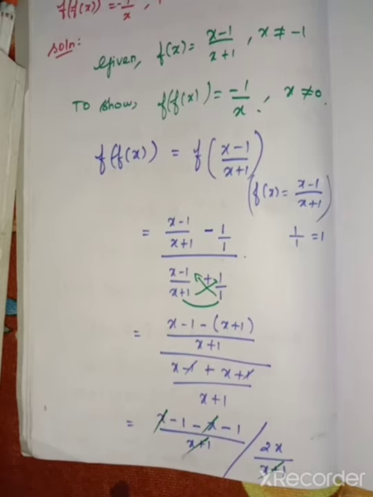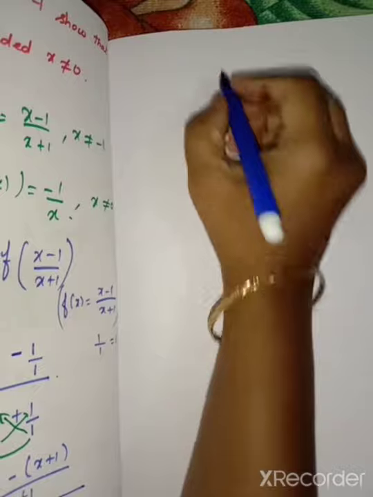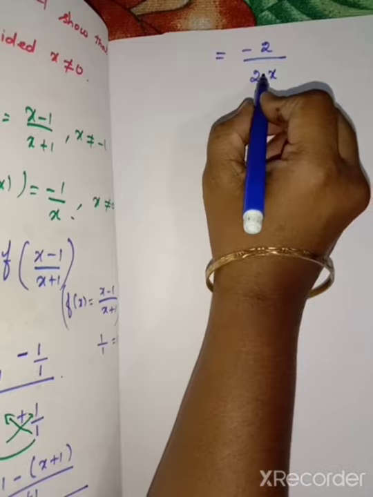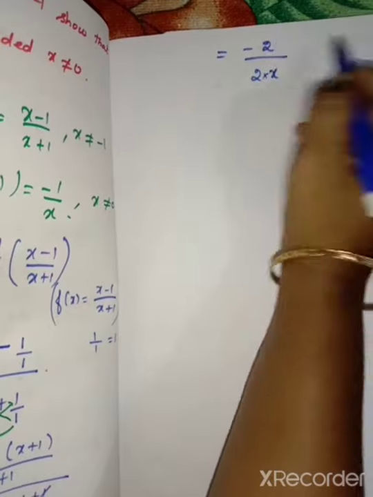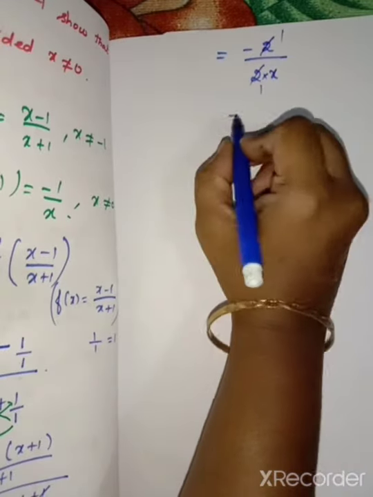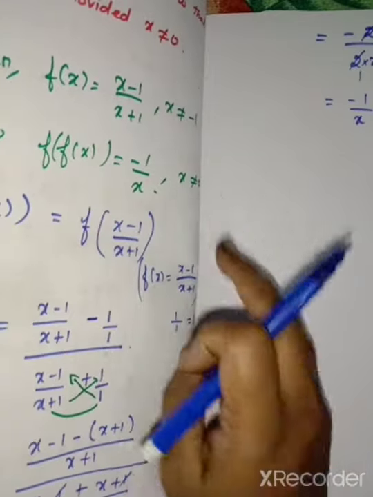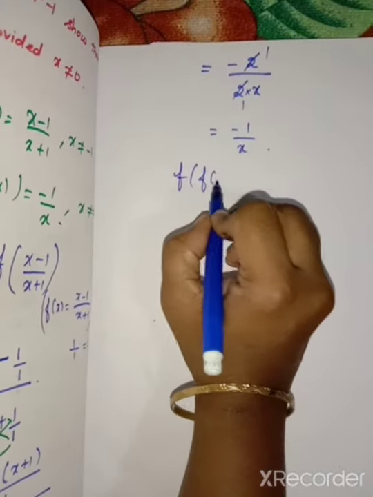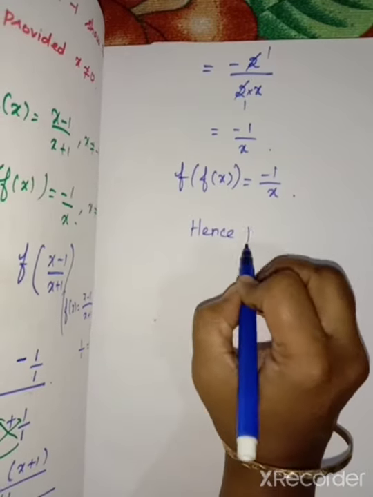So in the numerator we have minus 1 minus 1. That means we have to add. In the denominator we have only 2x. So we can write minus 2 divided by 2x. Here we have 2 into x. In the numerator also we have a 2. So we can cancel. 1 2 is 2, 1 2 is 2. So minus 1 by x. In the question itself they told f of x equal to minus 1 by x. Here we have minus 1 by x. So f of x equal to minus 1 by x. So hence proved.